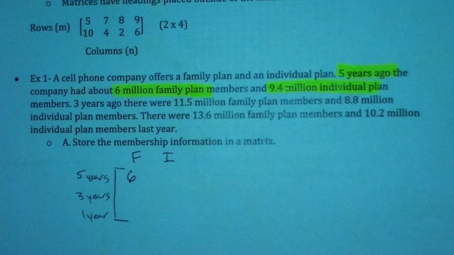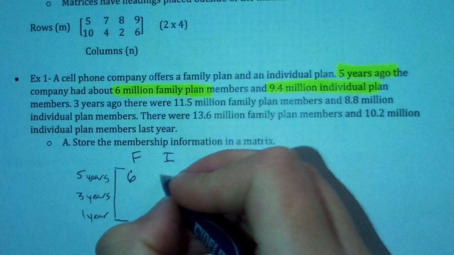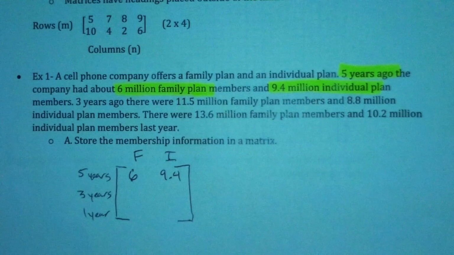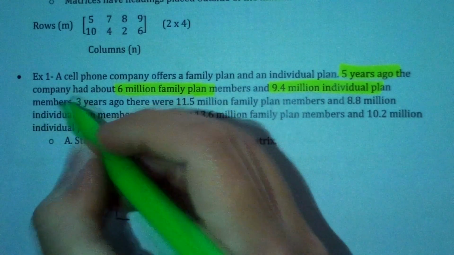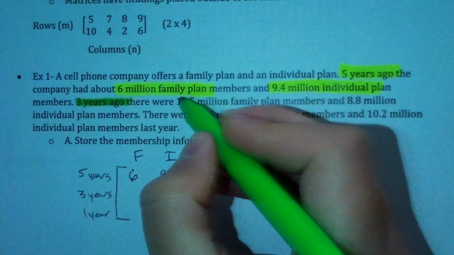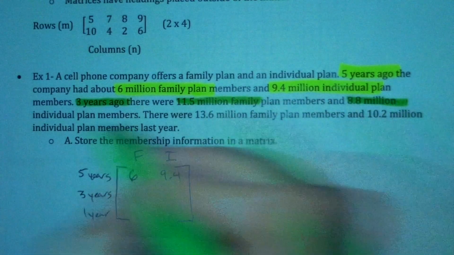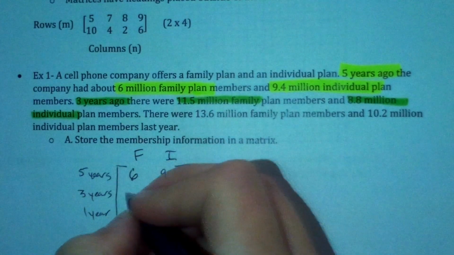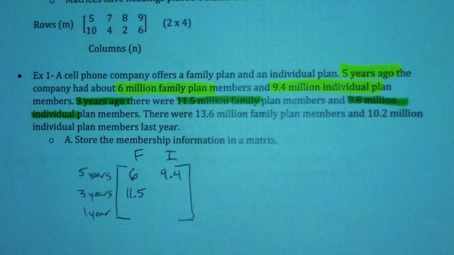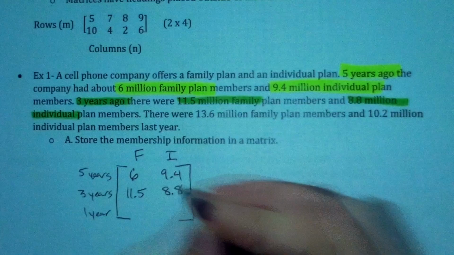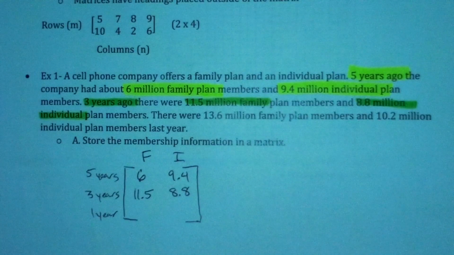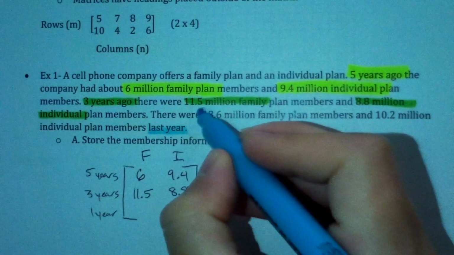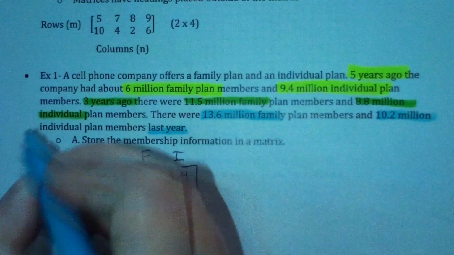And then I do the same for my 3 years. At 3 years, it was 11 million for family, 8.8 million for individual. So family 11, individual 8.8. And then the last one was last year, so that'd be 1 year ago: 13.6 for family and 10.2 for individual. I wasn't even highlighting those in the spots they went. Whatever color I did first, those went there. The second color was that second row.